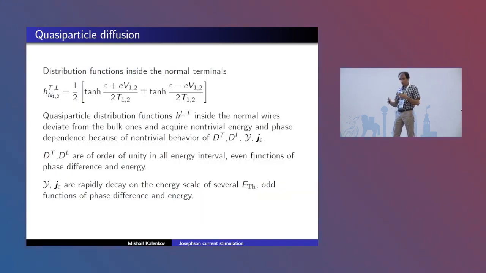This diffusion-like equation should be supplemented by boundary conditions. That is the quasi-particle distribution function in the normal electrodes, which is this. And of course, due to diffusion across the system, the distribution function inside the structure strongly deviates from this simple expression.